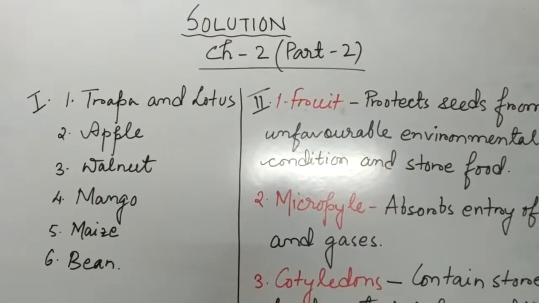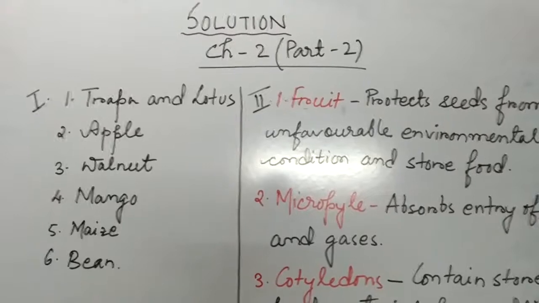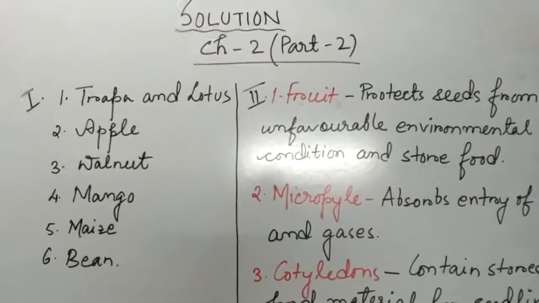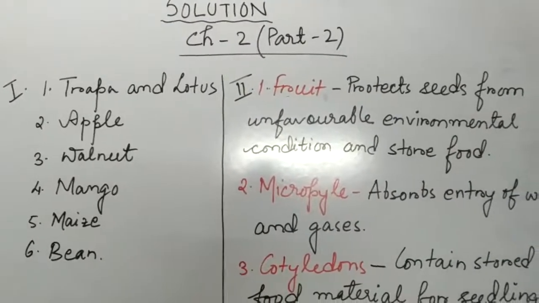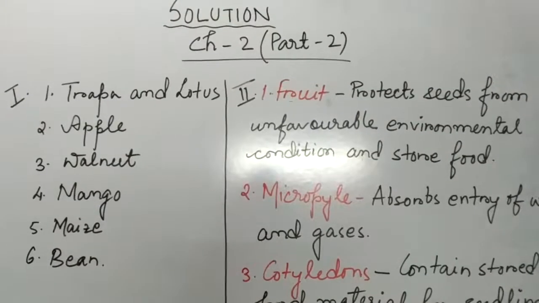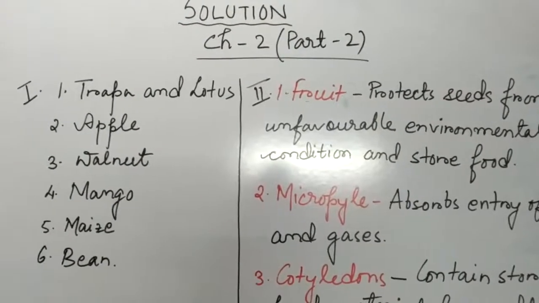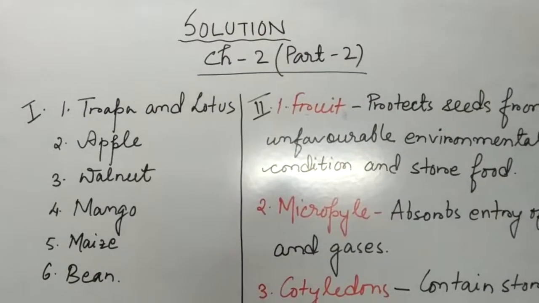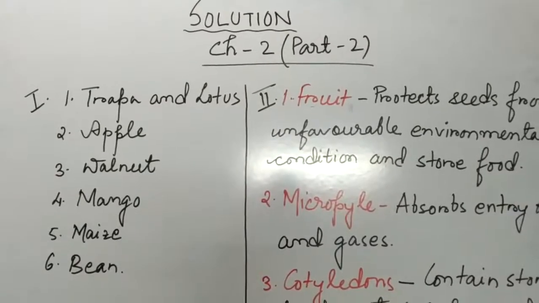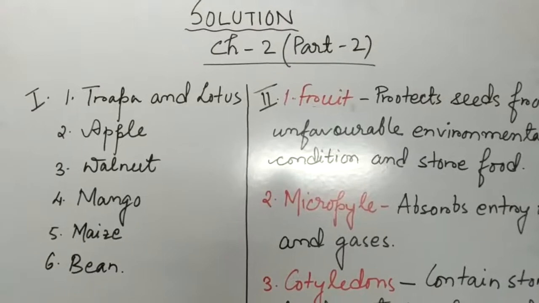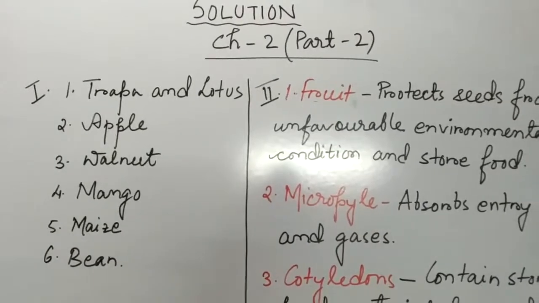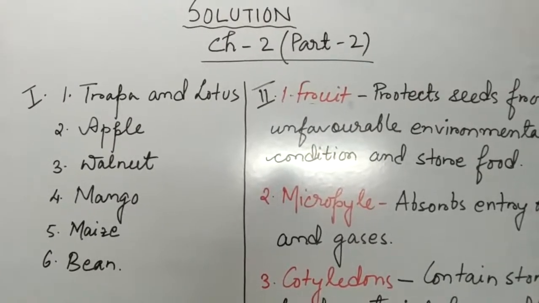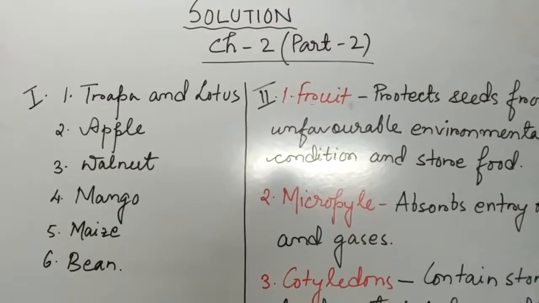So this is the part 2 solution which I have already given you in my previous video lesson. I will discuss a little bit of this and then proceed to our next part, that is part 3. The first question I asked you was to name the following: a water plant that is insect pollinated, it may be trapa or lotus. Next, a false fruit, it is apple. A dry fruit, it is walnut. A fleshy fruit, it is mango. A monocotyledonous seed, it is maize.